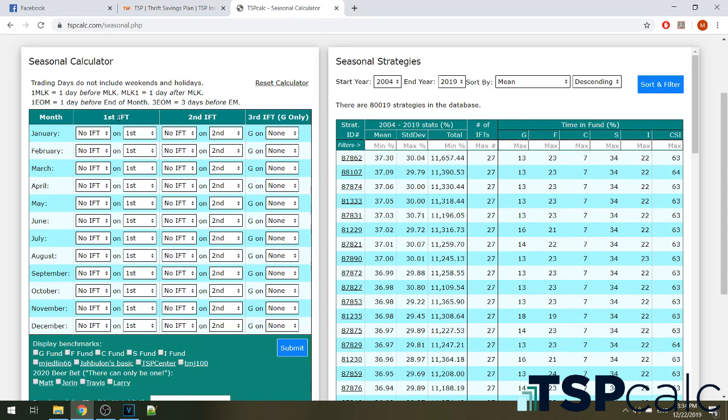The TSP has something called an IFT, which stands for interfund transfer, and that really just means trade. In the real world, in the stock market, when you trade, you sell a fund, you buy another one. That's what an interfund transfer is.